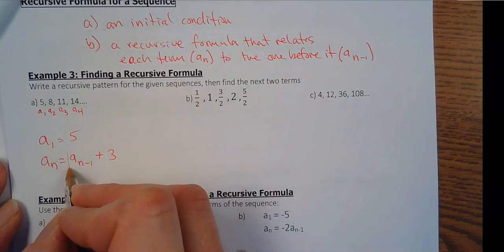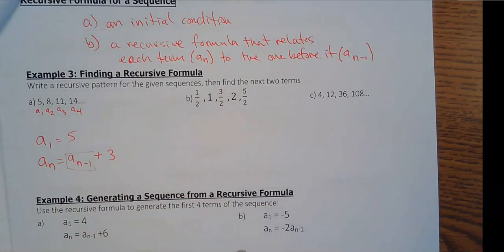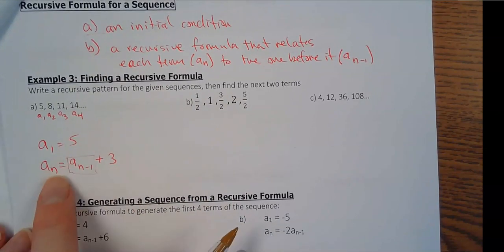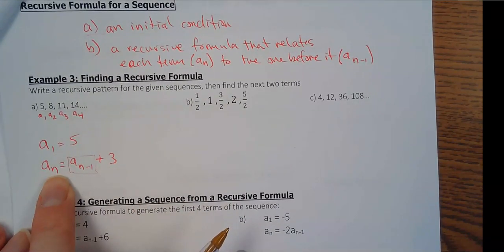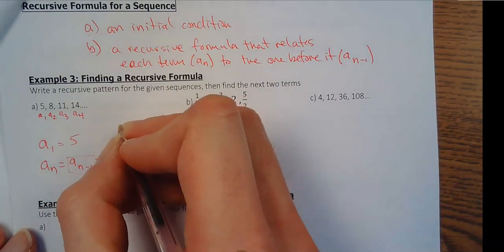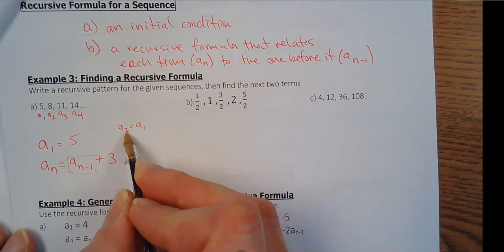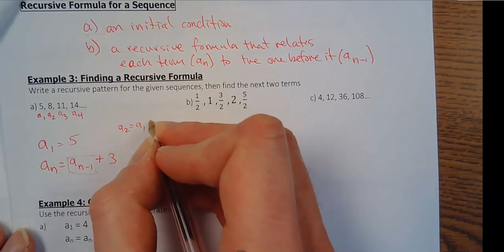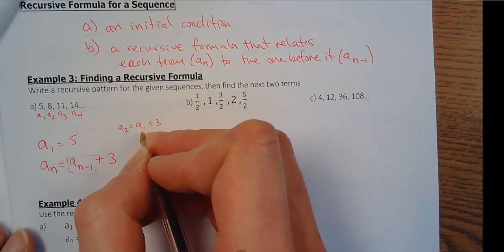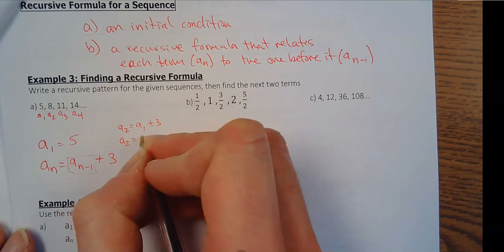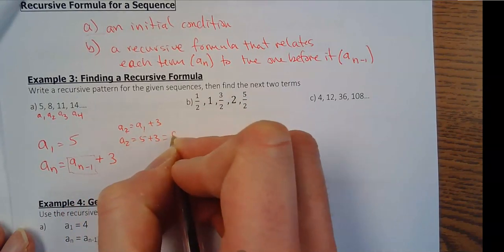Okay, so this is basically this whole spot that's describing a number, take the previous term. So if I want to find a sub 2, I would plug in, so if I put up here a sub 2, it would be a sub 1, because that'd be n minus 1, plus 3. A sub 1 is 5, so a sub 2 would equal 5 plus 3, which is 8.